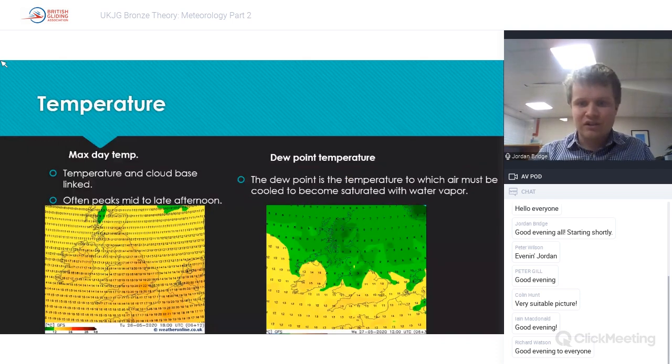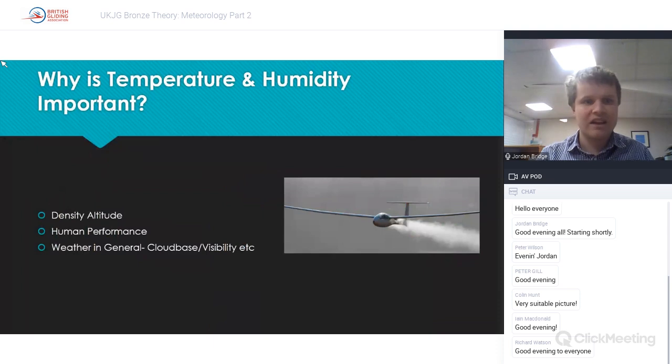Compare temperature to humidity, which is based on, as we touched on last week, how much water vapor there is in the atmosphere. So two very important things: max day temperature and dew point temperature. But why is it important more than just numbers? Well, we talked about density altitude last week, and the fact that if the temperature is very high and the pressure is getting lower, then potentially the distance you would need to take off would increase significantly.